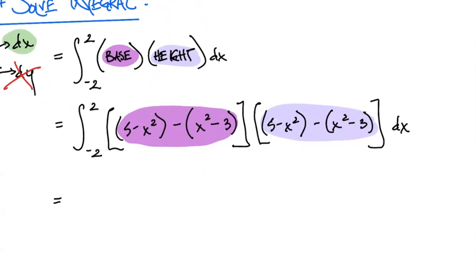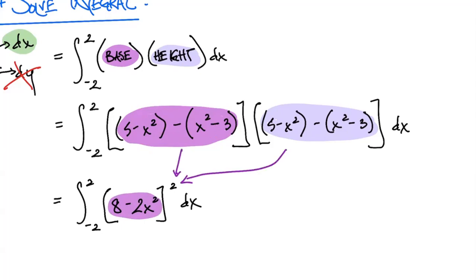So let's see what I mean by simplify. We've got 5 minus -3. Okay, that's going to give me 8, minus, and then negative x squared minus x squared gives me -2x squared. This is my base. I know I'm going to get the same thing for the height, so I'm going to go ahead and put a squared right there. So because I have this one and this one, let's just square it, right?